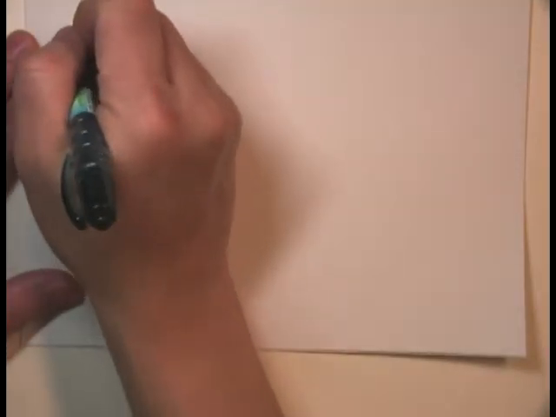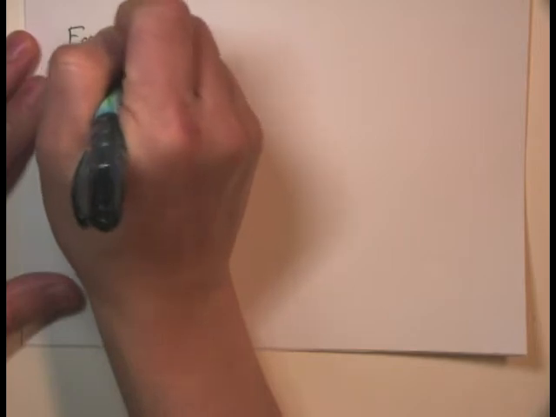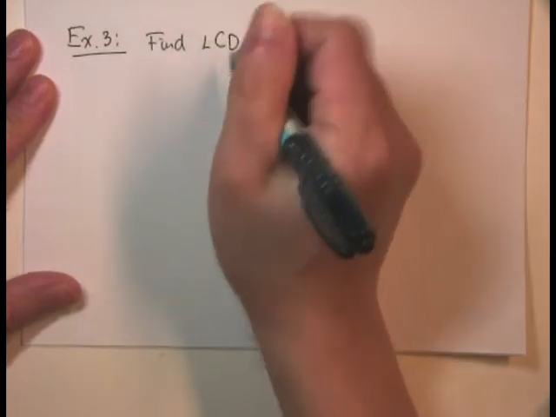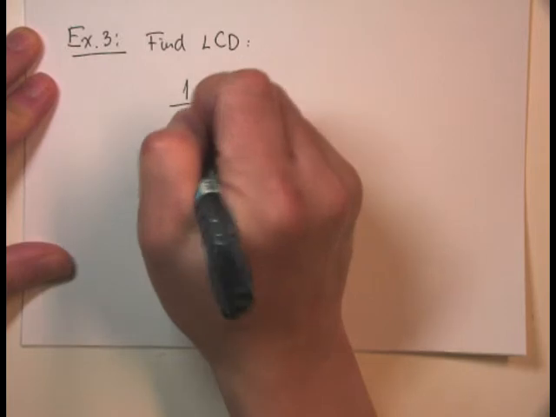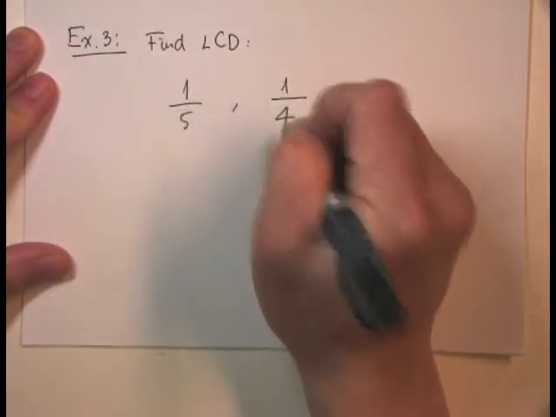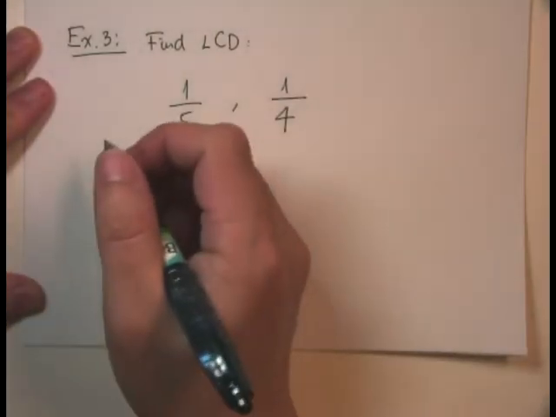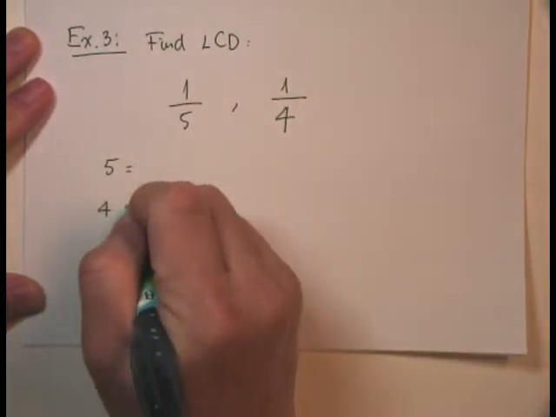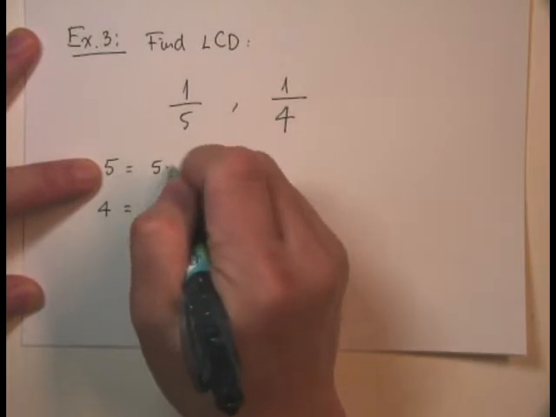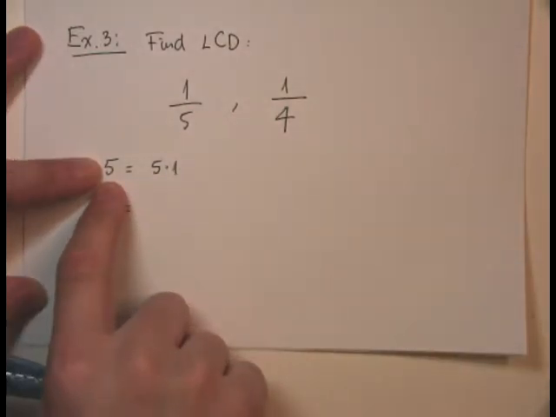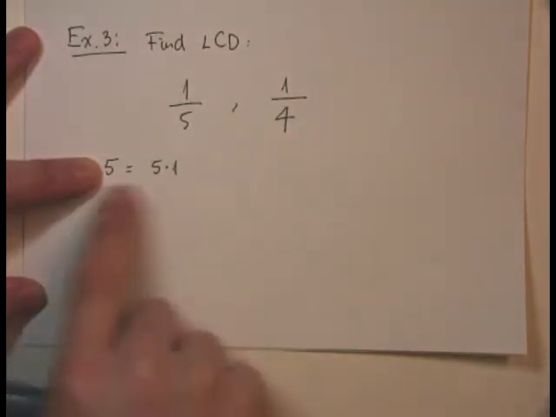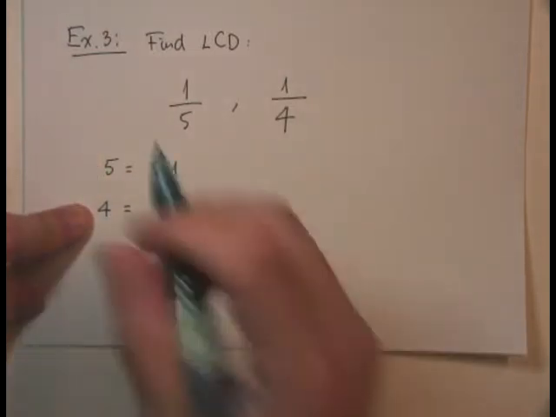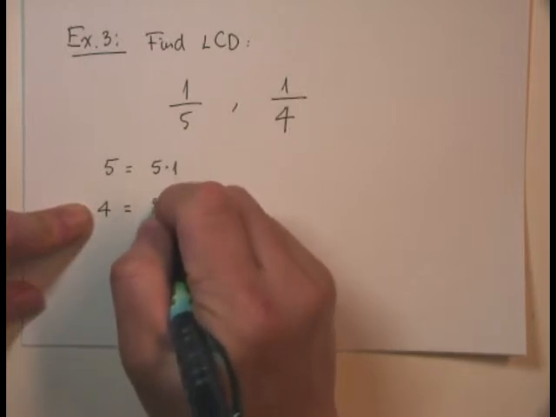Example number 3. Once again, we are trying to find the LCD. The fractions I have are 1 over 5 and 1 over 4. So once again, in step number 1, I always need to write all my prime factors in each denominator. So 5 equals 5 times 1 itself. Notice 5 itself is a prime number, so the only way I can write it is 5 equals 5 times 1. 4, however, is not a prime number, so I can go ahead and find all the prime factors of 4, and that would be 2 and 2.